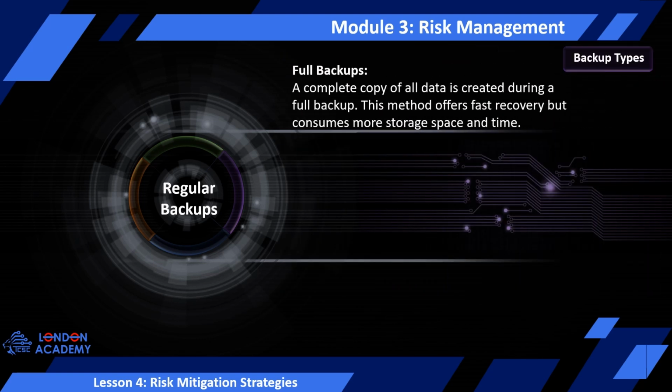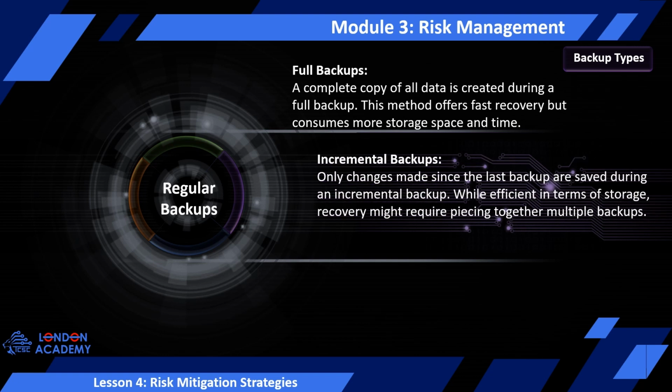Some backup types include full backups. A complete copy of all data is created during a full backup. This method offers fast recovery but consumes more storage space and time. Incremental backups. Only changes made since the last backup are saved during an incremental backup.